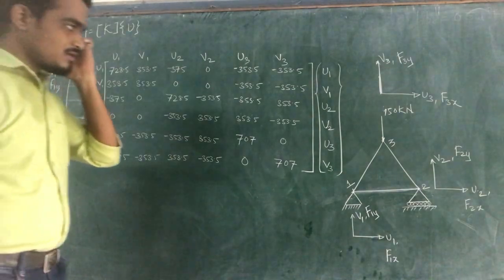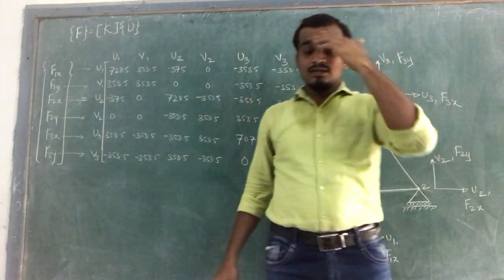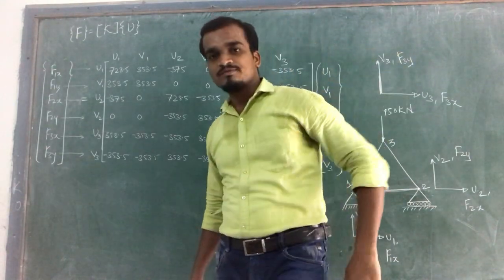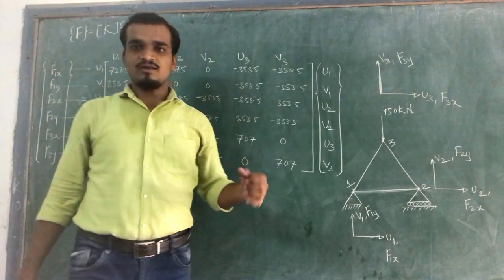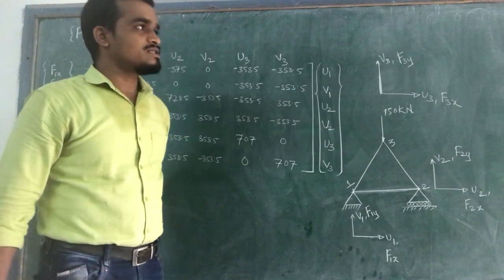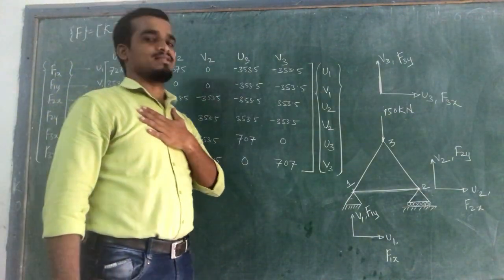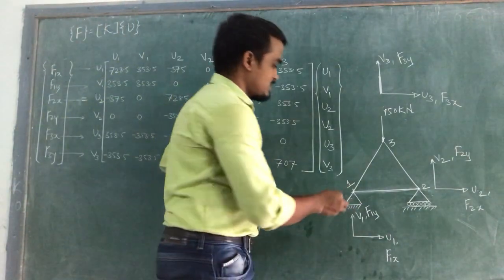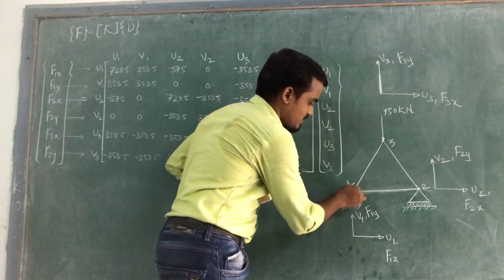Now next is what? As we have constructed our force and displacement relationship using the global stiffness matrix, the next step is what? Apply the boundary conditions. This is the main step in this example. So how to apply the boundary conditions? Now look at this first node. What will be the situation?